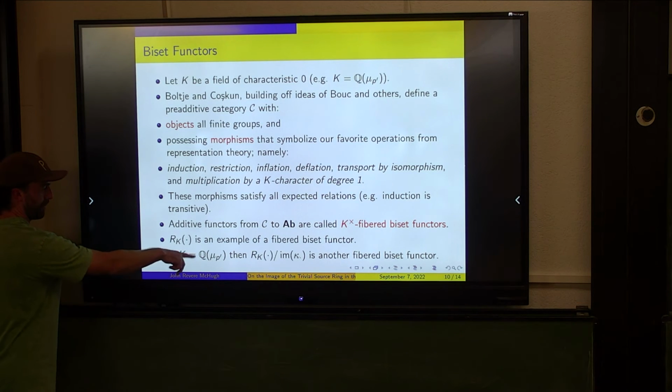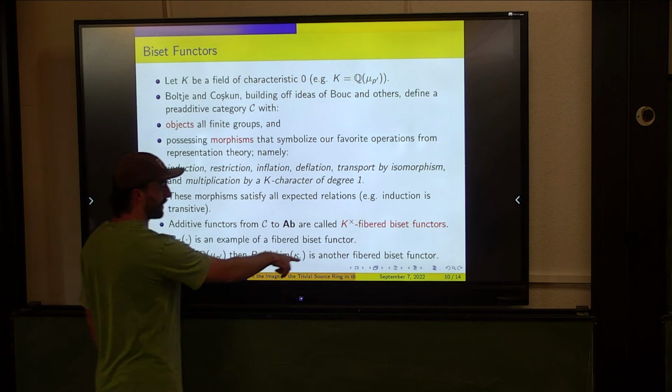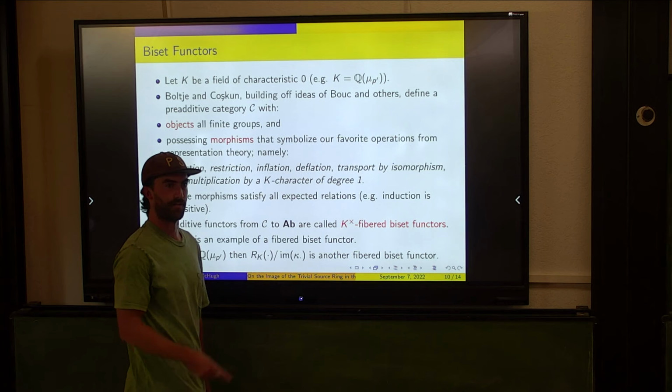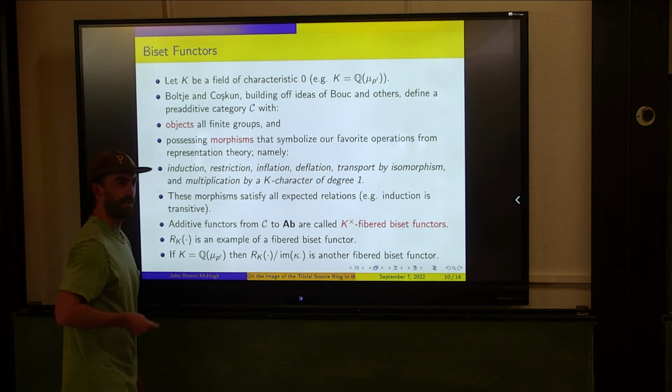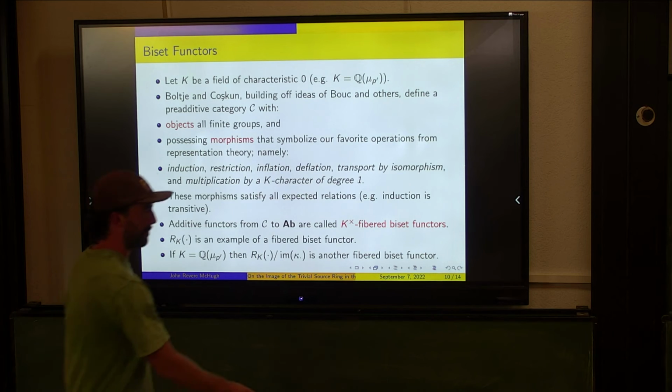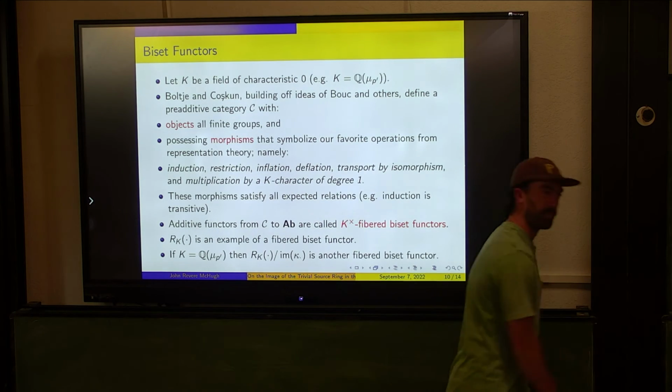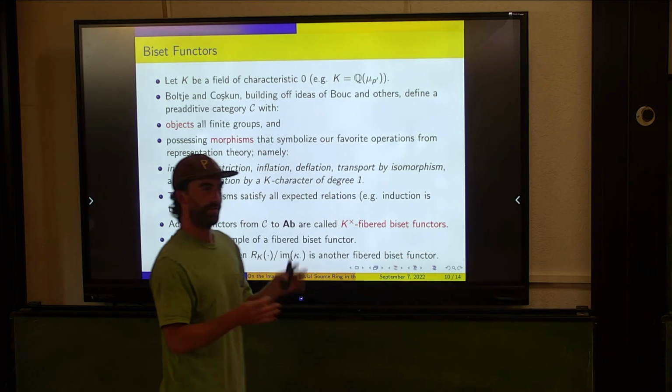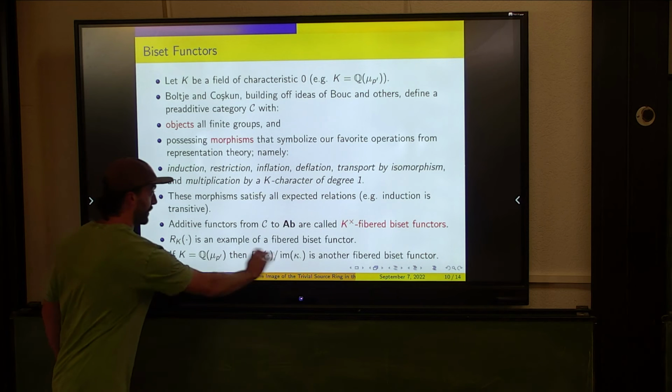If K is this field we've been working with, RK mod the image of kappa is another fibered biset functor. Remember, this is the thing I'm interested in computing. But now, instead of computing it just for one group, I'm viewing it as a functor and trying to figure out the structure of this functor.